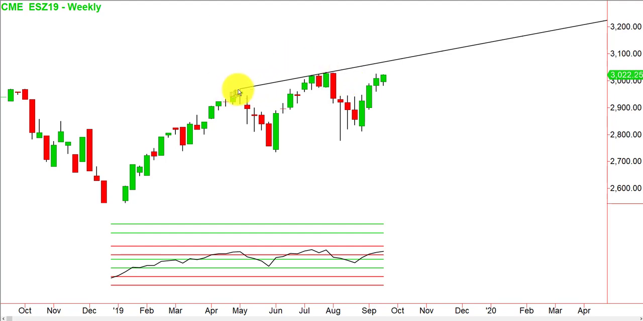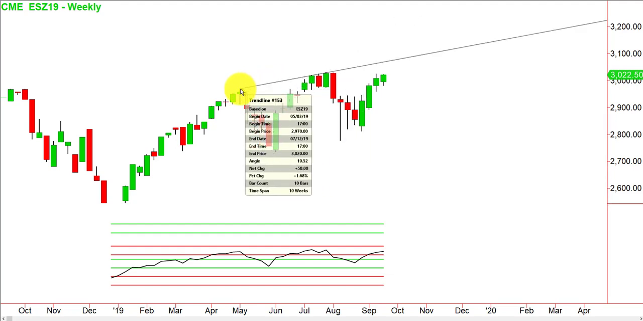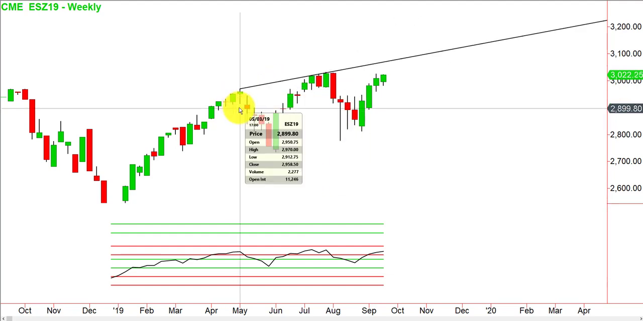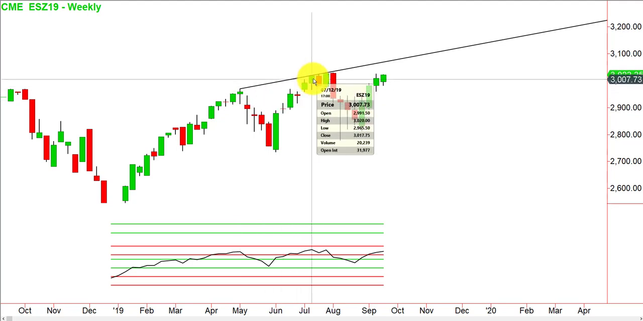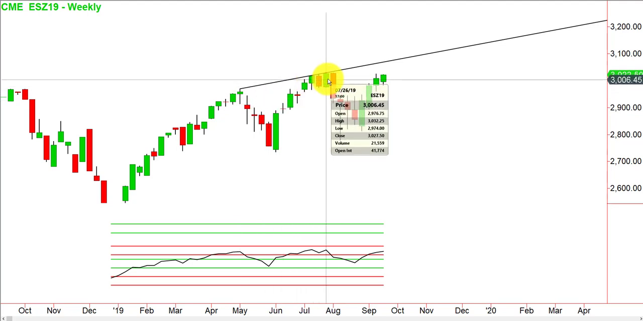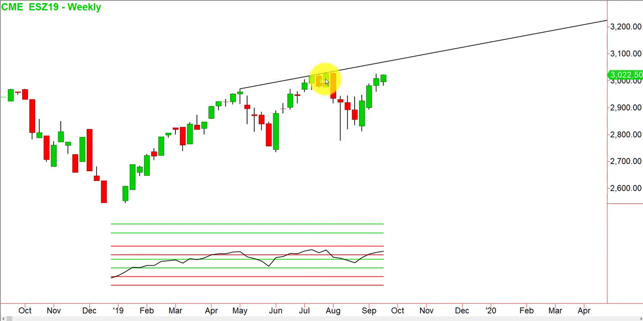Now, on the ES chart here, you can see I have this line connecting highs, and this is connecting the week ending May 3rd, 2019 to the week ending July 12th. And it was confirmed on the following weeks. So until a trend line has a third touch, in the world of traditional technical analysis, it's not considered confirmed.